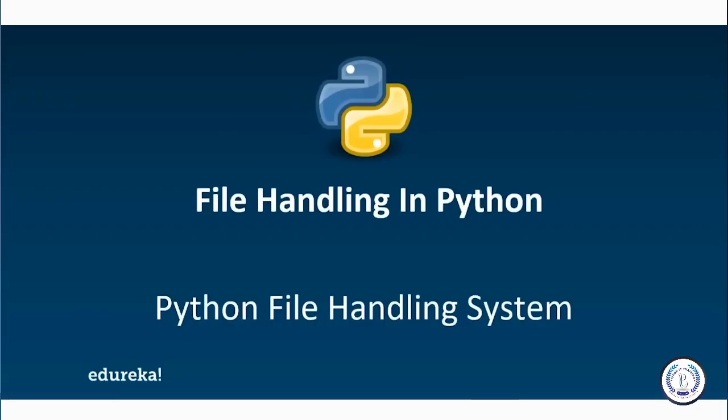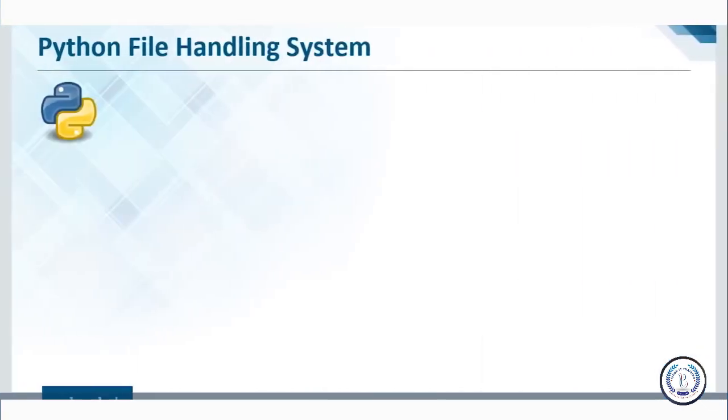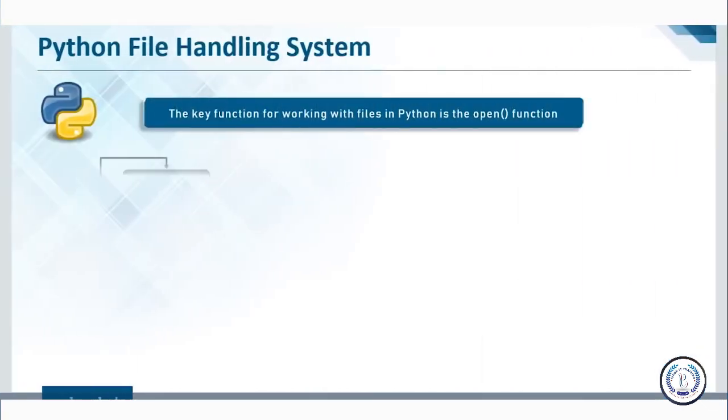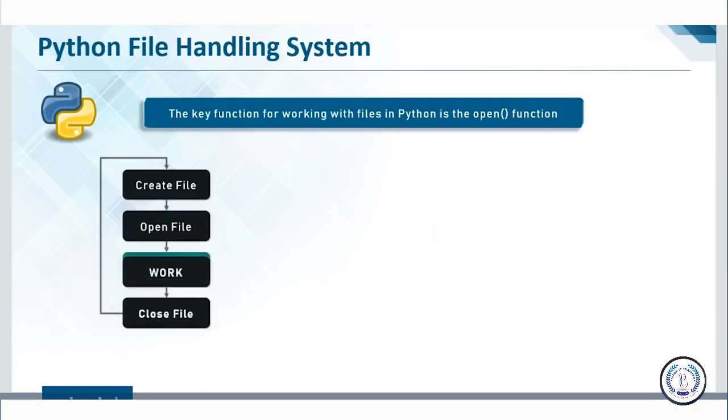So let us quickly see how we can go about understanding the file handling capabilities of Python. Check out this flow diagram to give you a quick picture of what needs to be done. First, we create a file and later we open that file. We work on the file. Well, working on it is basically reading or writing or anything for that matter. And lastly, we close the file when we are done using it.